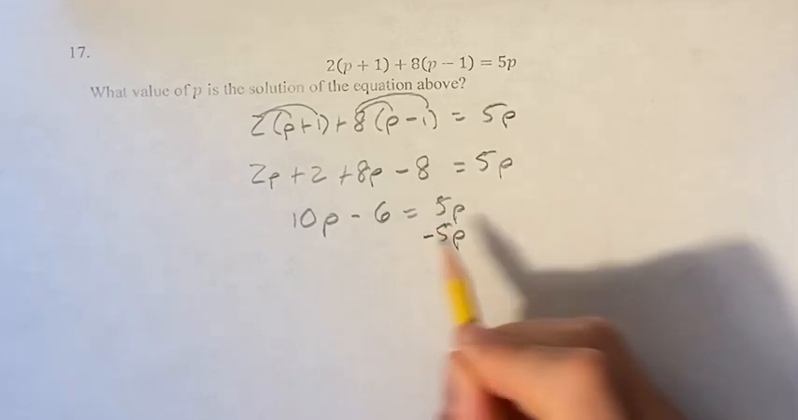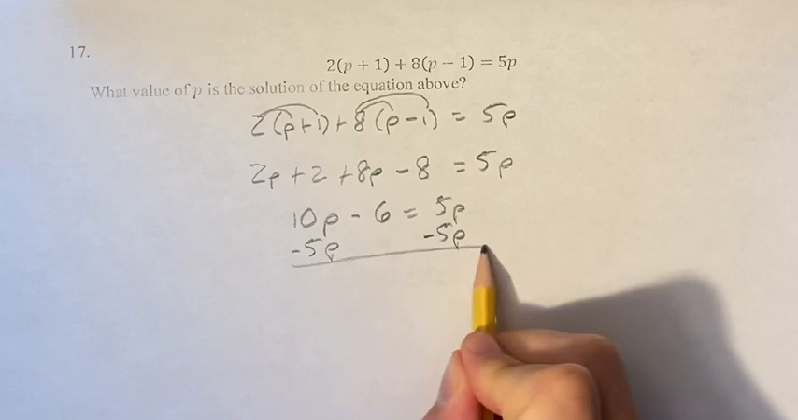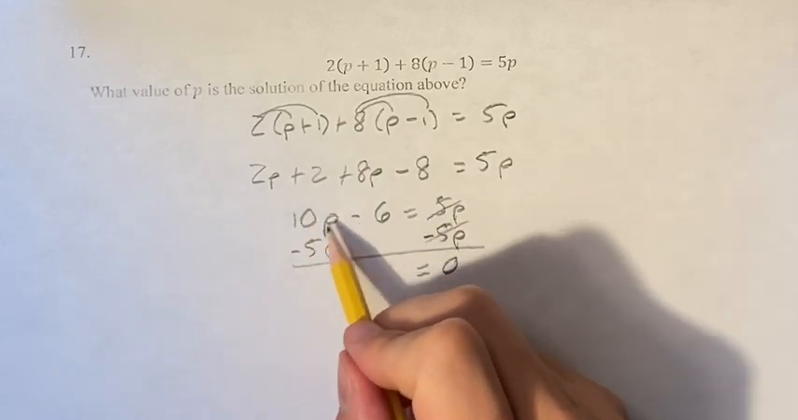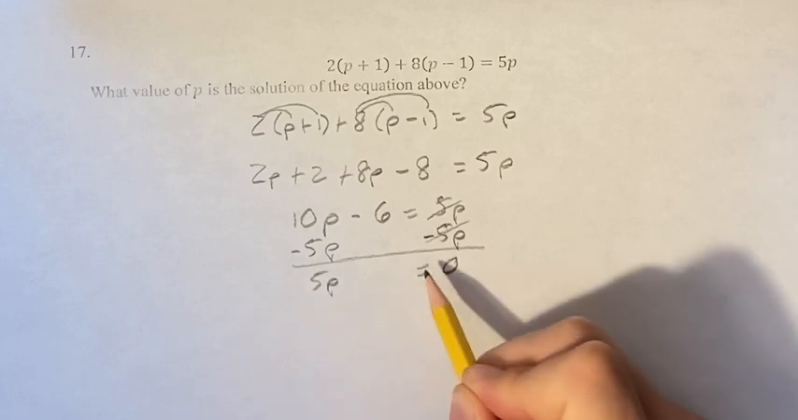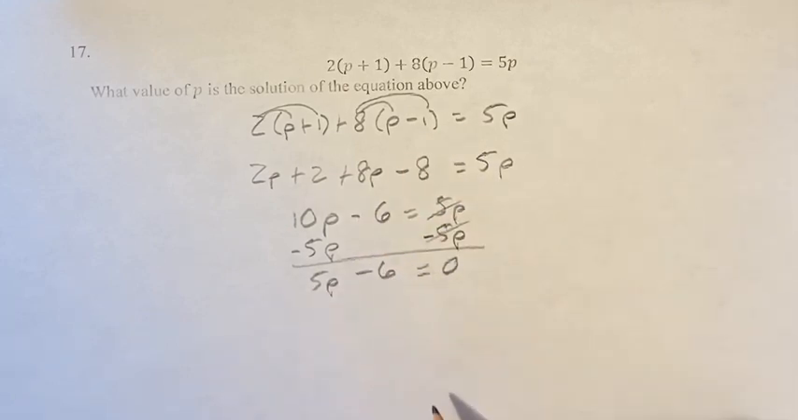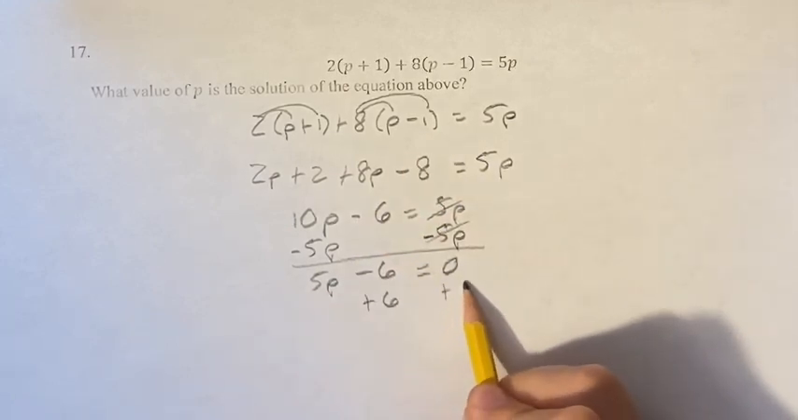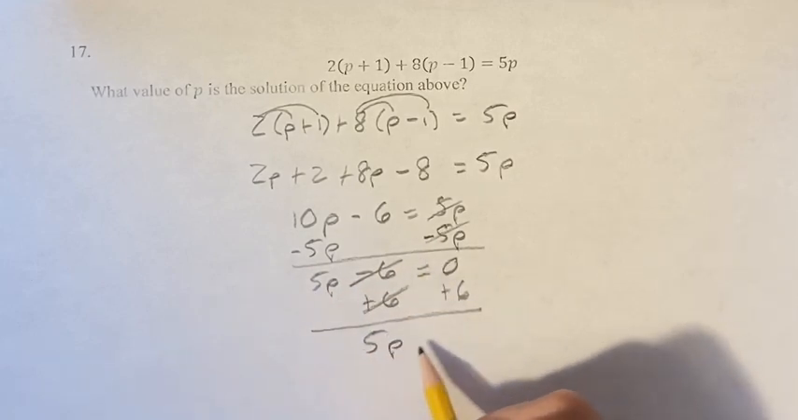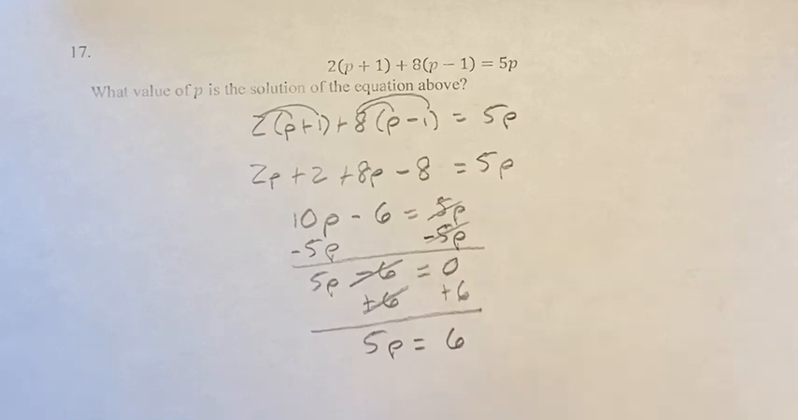Getting all the p's onto one side, we can subtract both sides by 5p, which these will cancel, so we get 0. And we get 10p minus 5p is 5p minus 6. Adding 6 to both sides, we want to get p on its own. Right now we just have 5p is equal to 0 plus 6, which is 6.